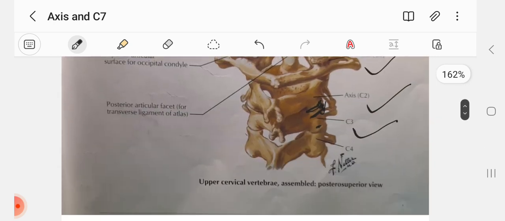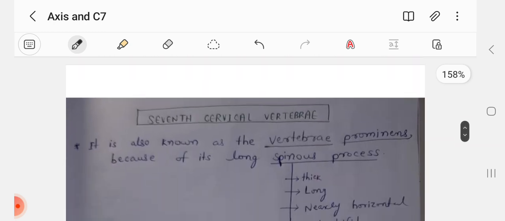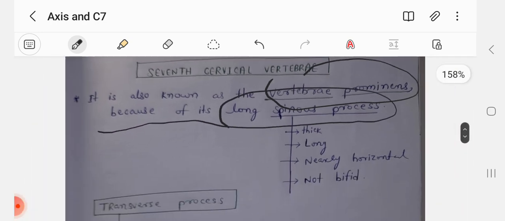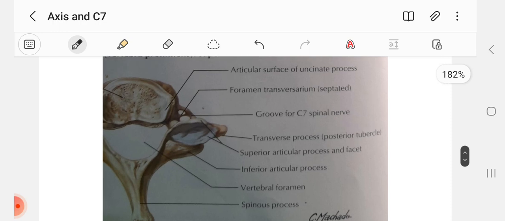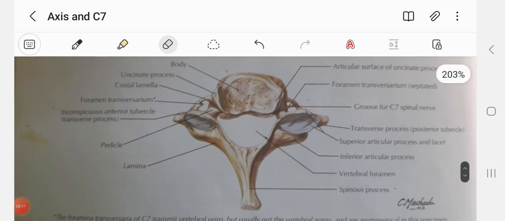Next, we will study another vertebra, the C7 vertebra, which is also a typical vertebra. This vertebra is also known by another name. It is called the vertebra prominens. Why is this vertebra called vertebra prominens? Because this vertebra has a long spinous process. If we look at the image of the C7 vertebra here, in this image you can see the spinous process, which is long.